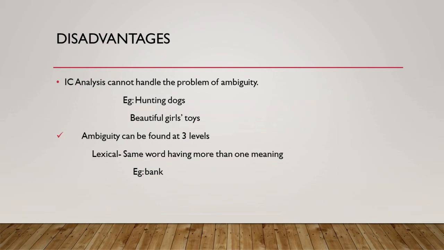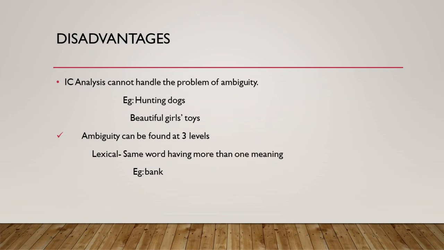Now, IC analysis can only show one of the meanings, or if you want to show both the meanings, you will have to use two different IC analyses for this sentence. So, one IC analysis cannot show both the meanings. So that is a disadvantage of IC analysis. This problem was solved by means of phrase structure grammar and later TG grammar, which we shall be talking about in our coming videos. Now, ambiguity can be found at three levels.